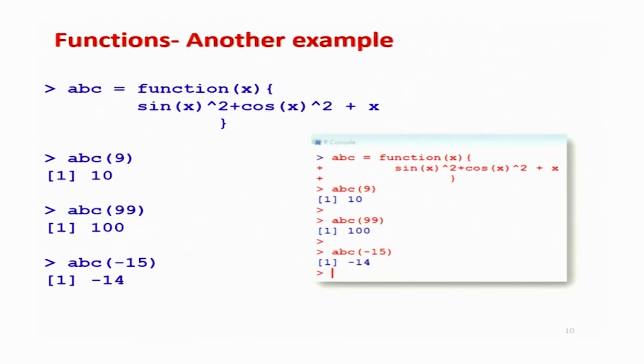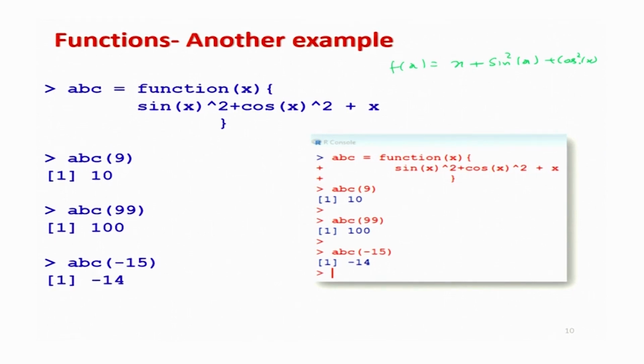Right. Similarly, let me give you one more example. Suppose I want to write the function f of x equal to x plus sin square x plus cos square x. Those who are from a mathematics background know that sin square x plus cos square x is equal to 1, but there may be some candidates who may not have the mathematics background. So, that is why I am taking this example.